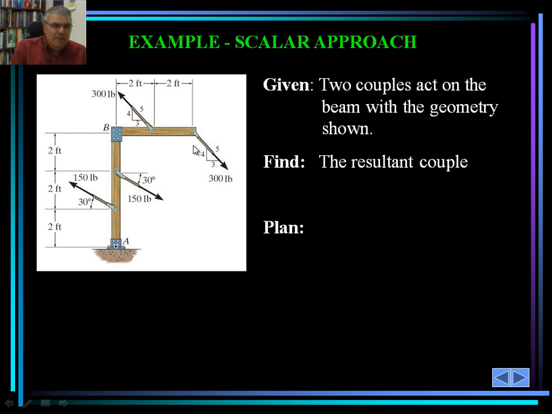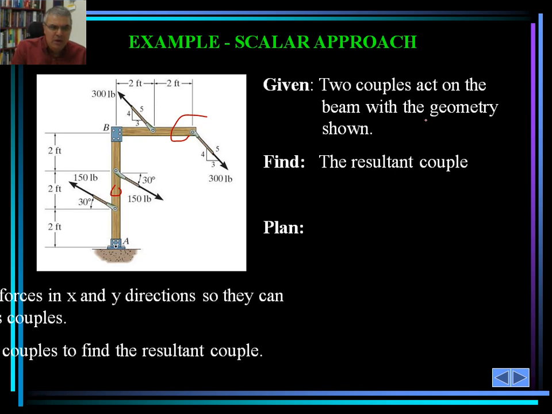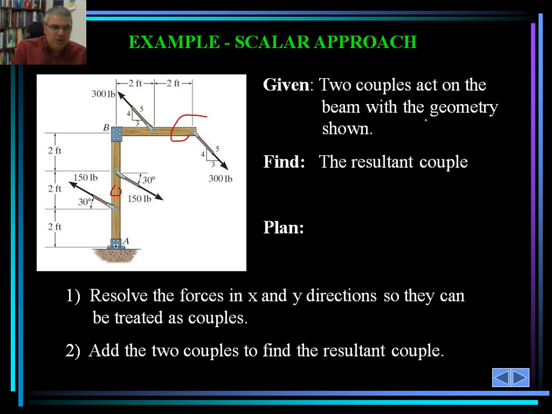Two couples act on a beam with the geometry shown. The forces are 300 pounds, with a downward angle and an upward angle to the left, and these two. So this is one couple as shown here, and this is the other couple as shown here. We would like to find the resultant couple.